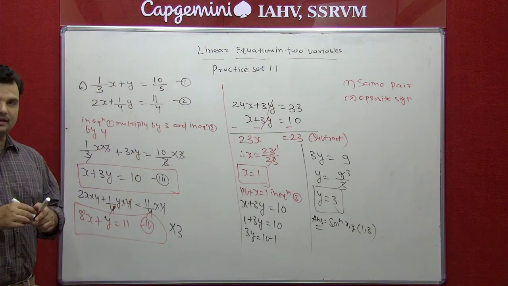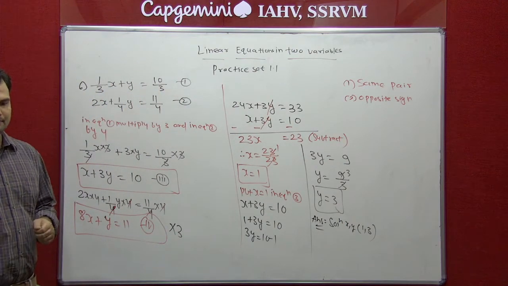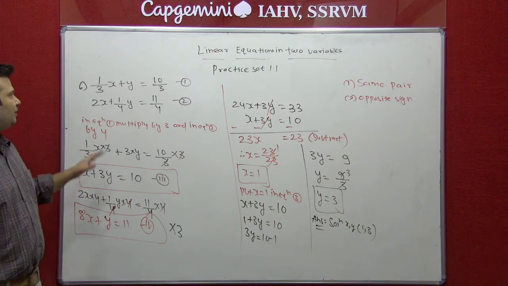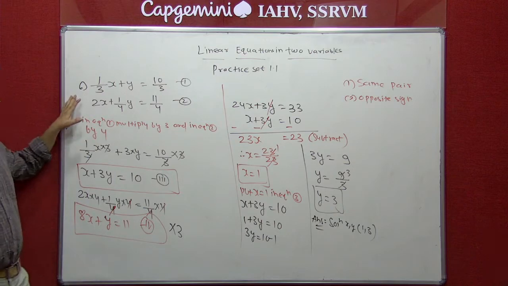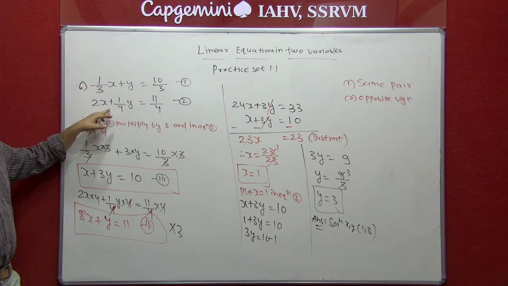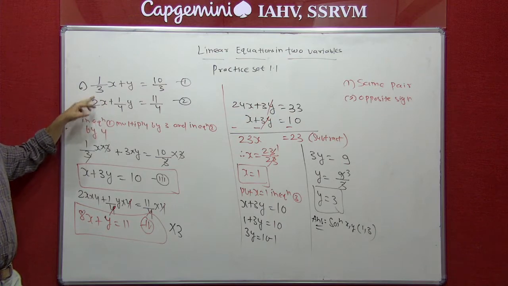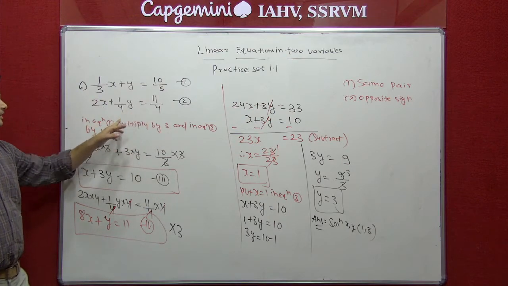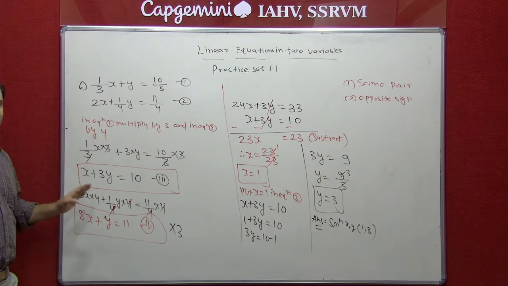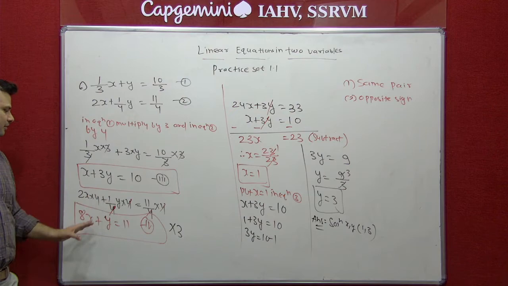So this way we can solve sum number 6 from practice set 1.1. Students, always remember, whenever this type of sum is given in ratio form, like 1 upon 3, 1 upon 4, you have to multiply by the denominator. If 3 is given, we multiply by 3. If 4 is given, we multiply by 4. So it becomes the general form, that is ax plus by plus c equal to 0.